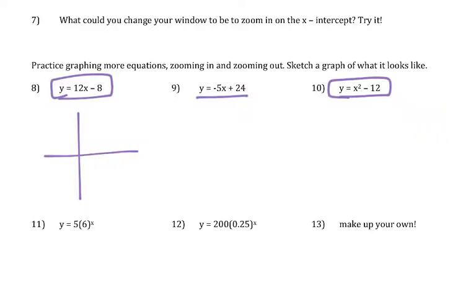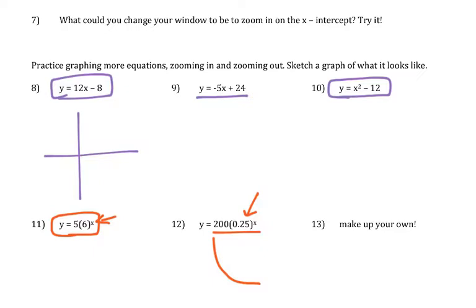Number 11 is an exponential graph. And I know that because of the way it's set up. When I have x in the exponent, that's an exponential. So it's going to be exponential growth. So it's going to look something like that. But again, you need to show me where it is in relation. 12 is also exponential, but this one's decay. And I know that because of the number inside the parentheses. It's decaying quite quickly, so it's coming down like that.